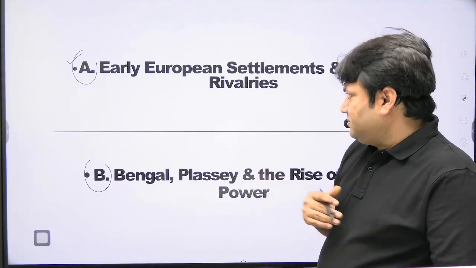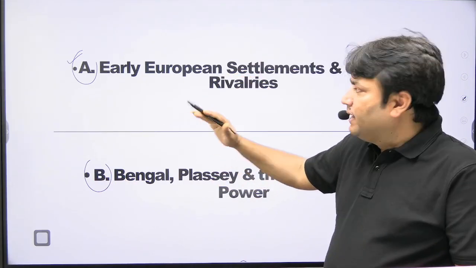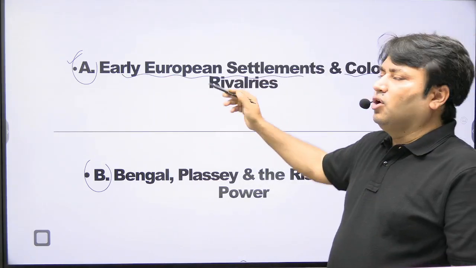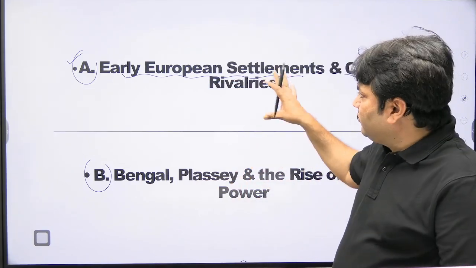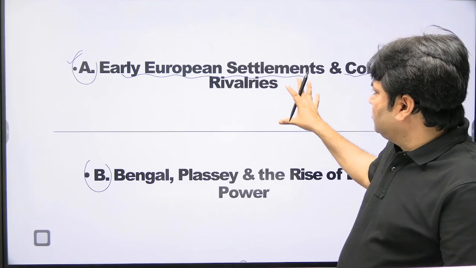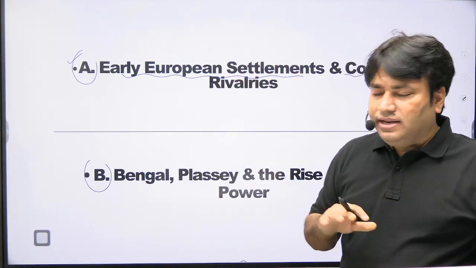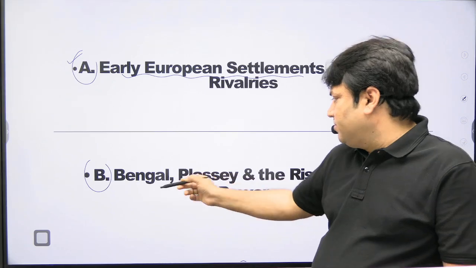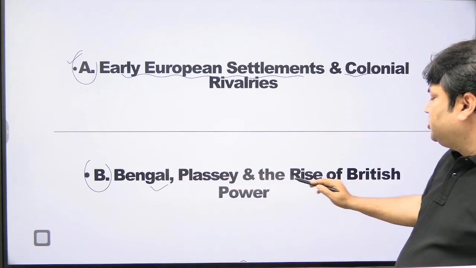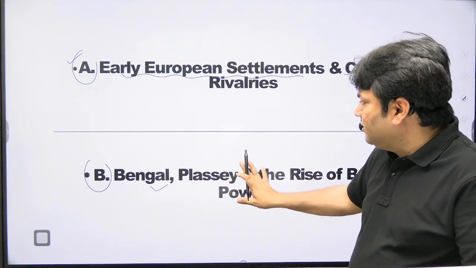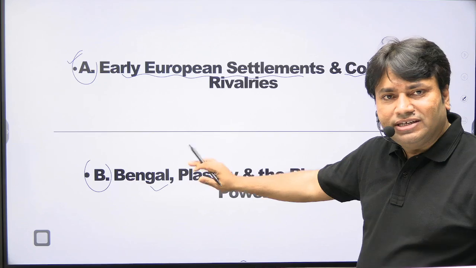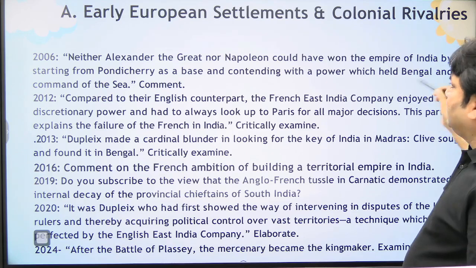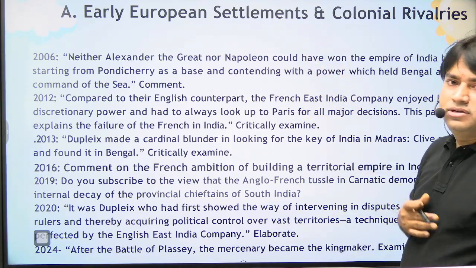In part A, we are going to keep those questions that are related to early European settlements and colonial rivalries. We will put all the questions that are related to this theme in this category, and the second category, we will put all the themes that have been asked from this topic: Bengal, Plassey, rise of British power, all those questions which have been asked related to this theme, we will put it in section B. And after this bifurcation, you will see, okay, there are a lot of questions that has been asked.